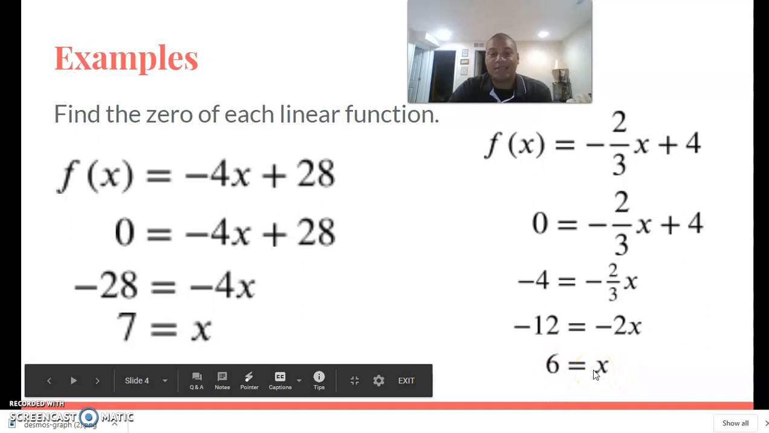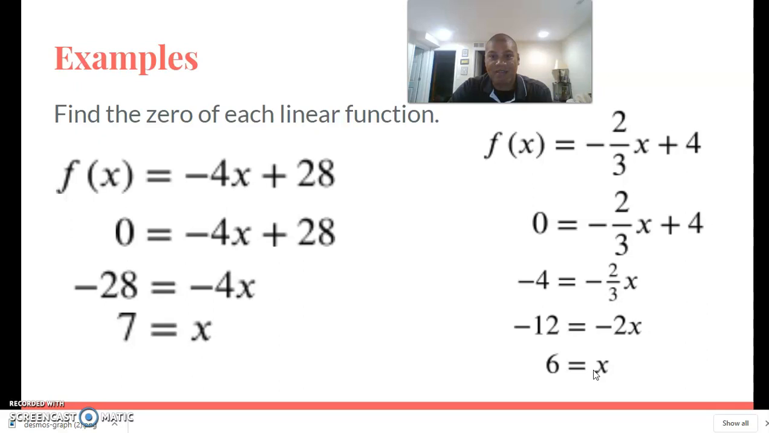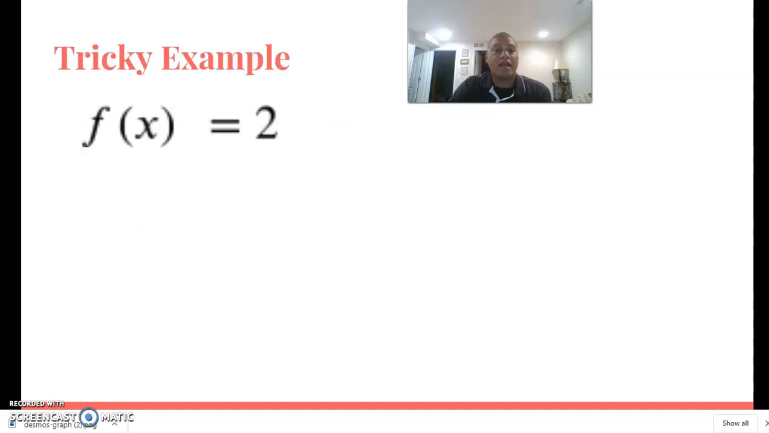Okay? Same thing we did in the previous section, right? These first 6 problems in the homework are, matter of fact, half the work from the previous section, because in the previous section you had to find the y and the x-intercept. Here it's just the x-intercept, because that's all find the 0 is. Find the x-intercept, okay? Now, there is a tricky example, but it's actually easier.